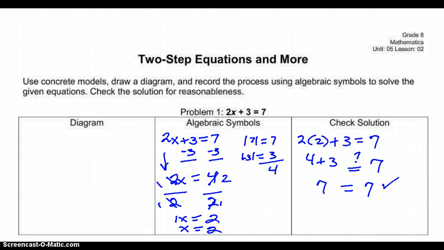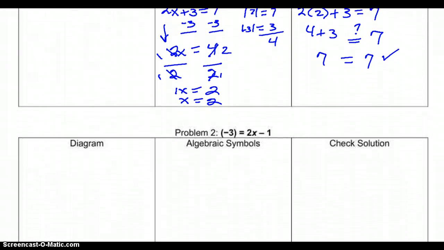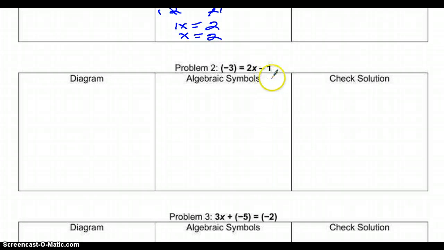Okay, let's take a look at the next problem. This problem tells us, and notice that our variable is on the right side. That's fine. If you want to use the reflexive property and bring it from one side to the next, whatever makes you comfortable is what I want you to do. So I see a negative 3 is equal to 2x minus 1.